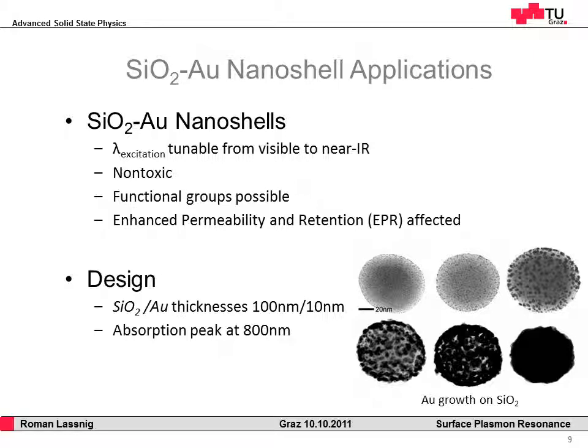So the usual design for nanoshells is, if you take about a 100 nanometer core and a 10 nanometer gold shell, you get an absorption peak at 800 nanometers. That's about what we want to have. And down here you see how they are created. So you just have the glass core, and the gold grows on it.